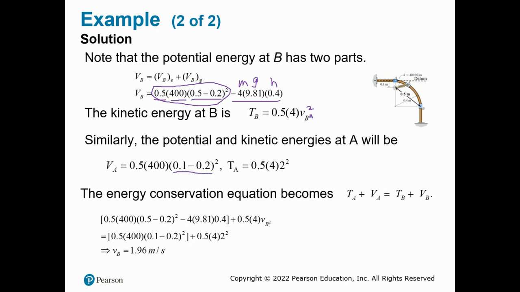So you subtract these two, meaning my spring is being compressed 0.1 meter. So 1/2 times the spring constant times how much the spring is being compressed, squared. This gives me the potential elastic energy. And then 1/2 mass times velocity squared gives me the kinetic energy at location A.